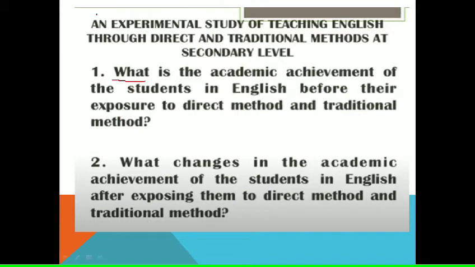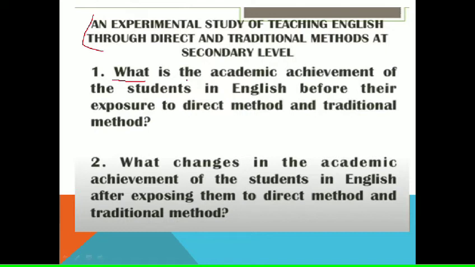Have an example. So we have this study or title: the experimental study of teaching English through direct and traditional method at second level. So we have the first question. What is the academic achievement of the students in English before their exposure to direct method and traditional method? So this question is asking for the academic achievement. So what is the statistical treatment that we are going to use?